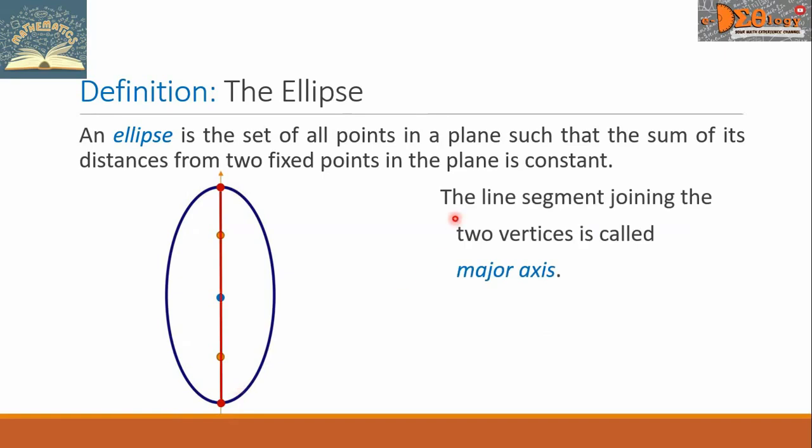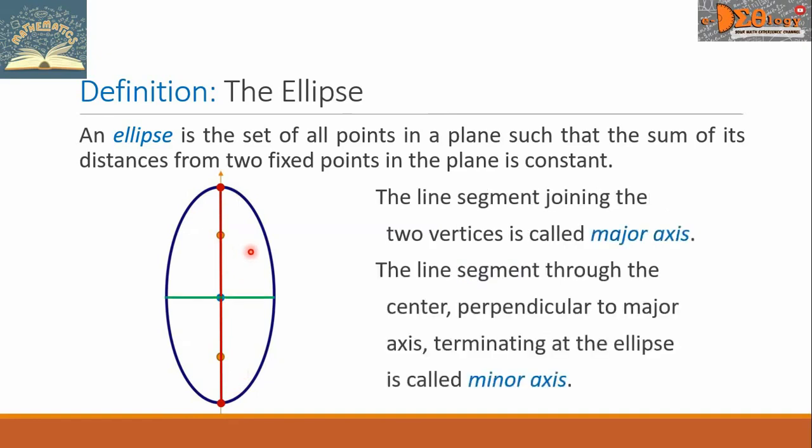The line segment joining the 2 vertices is called major axis. This line segment in red is the major axis. The line segment through the center perpendicular to major axis terminating at the ellipse is called minor axis. This line segment in green is the minor axis.